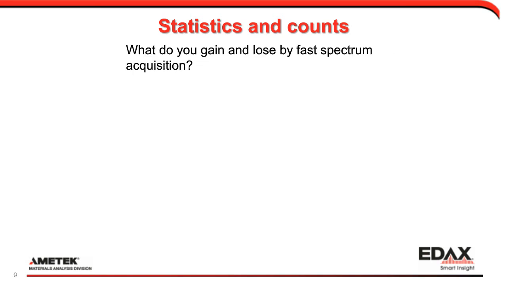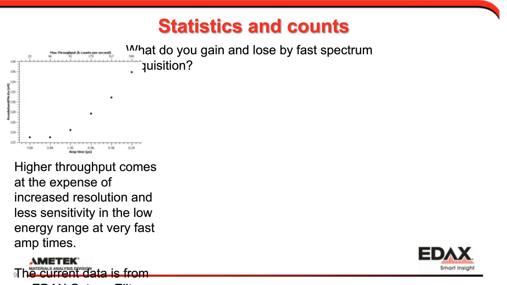So what's the difference, and what do you gain and lose by the fast spectrum acquisition? Normally, we don't want to sit around, but there are people who claim you do need to go slow in order to get good quality data. So what's the trade-off here? If we want high throughput, we need to use a fast amp time. And that generally means we have a reduction in the quality of the resolution, so our peaks will be wider.